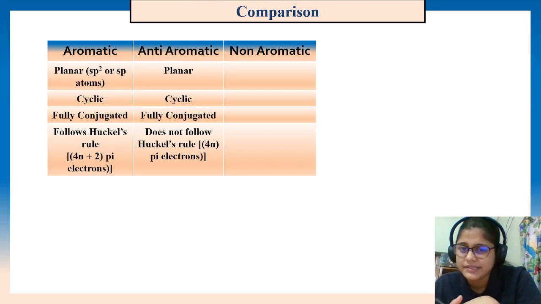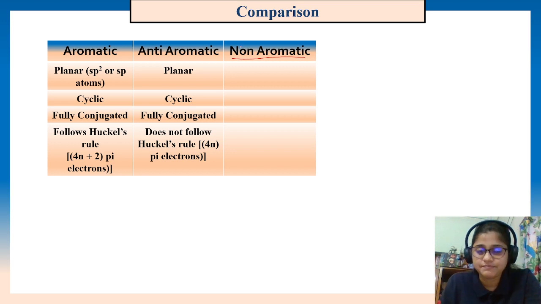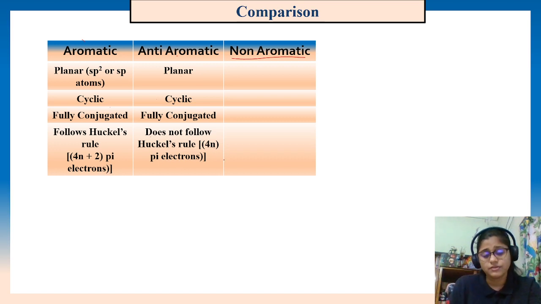Now coming to a comparison. Here, if you see, there is another new term, non-aromatic. Let's not talk about this yet. Let's see what I have written here. Aromatic, anti-aromatic: planar, sp2 or sp atoms are there, planar. Cyclic, cyclic. Fully conjugated, fully conjugated. Follows Huckel rule, 4n plus 2 pi electrons. Doesn't follow Huckel rule, it follows 4n pi electrons. These we have read till now. There is no doubt about that.